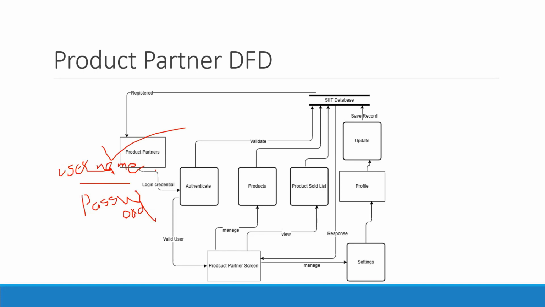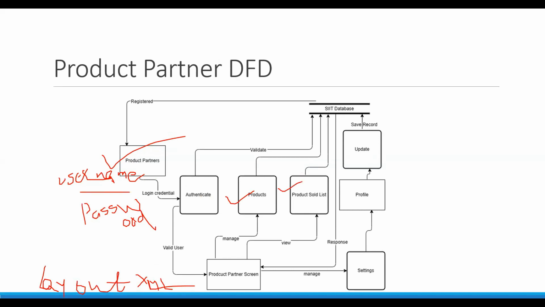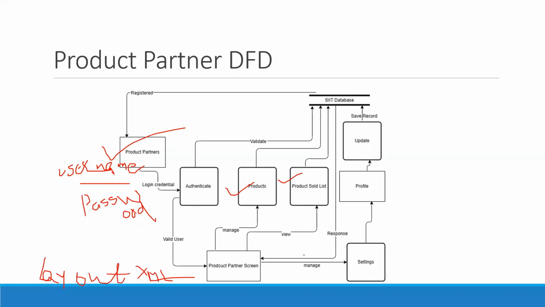After validating the user, the next task is to showcase the actual screen. This is nothing but a layout, basically an XML layout having multiple options, the menu options. The product partner can see the added product list and manage it. The product partner can see how many products have been sold, how many products were bought by users.